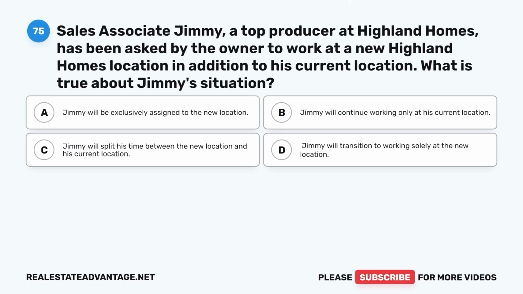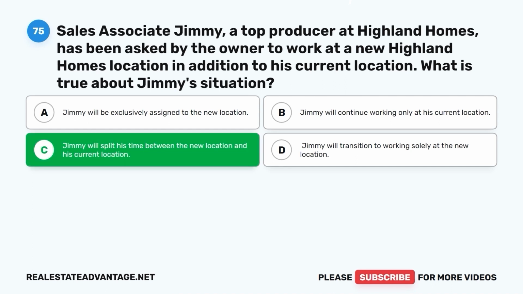Question 75. Sales associate Jimmy, a top producer at Highland Homes, has been asked by the owner to work at a new Highland Homes location, in addition to his current location. What is true about Jimmy's situation? A. Jimmy will be exclusively assigned to the new location. B. Jimmy will continue working only at his current location. C. Jimmy will split his time between the new location and his current location. D. Jimmy will transition to working solely at the new location.